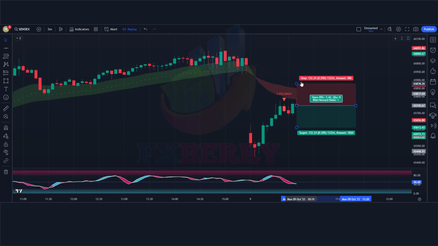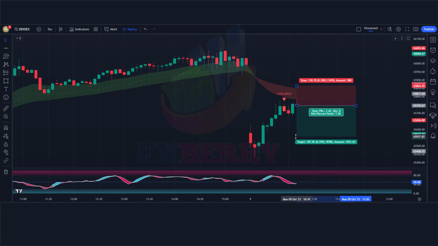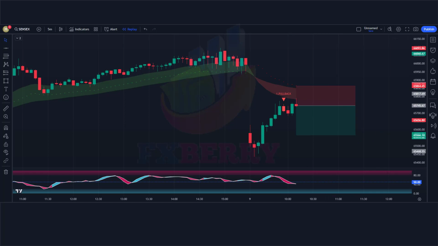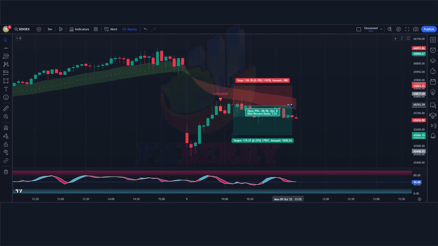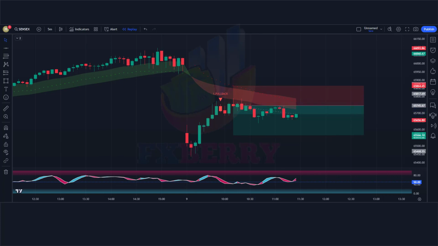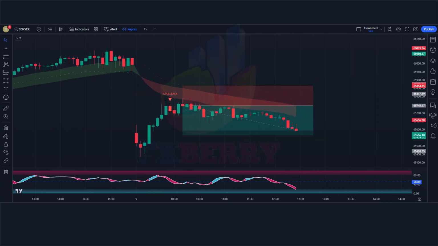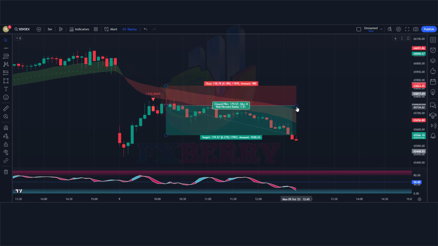Our stop loss will be placed at the LNL pullback arrows indicator's stop line. And the risk to reward ratio will be 1:1.5. Let's see what happens to our trade. Our trade is running in profit. We have won the trade. Wait for the next signal.